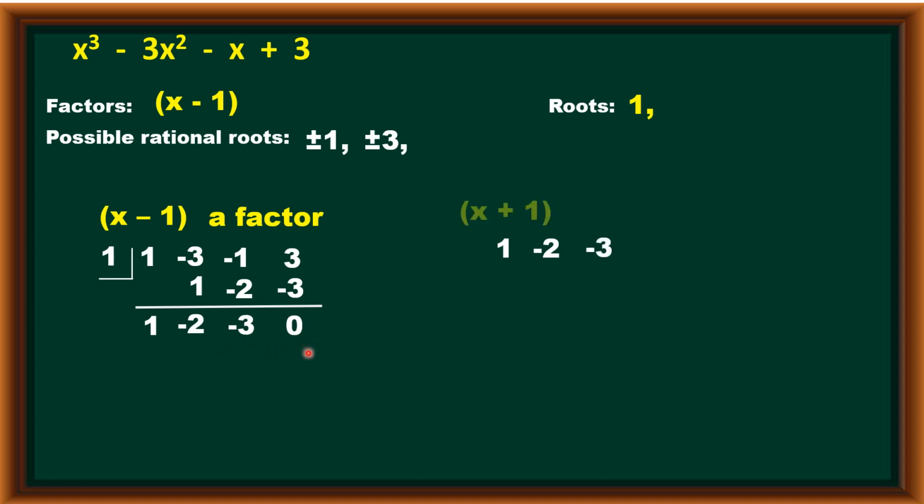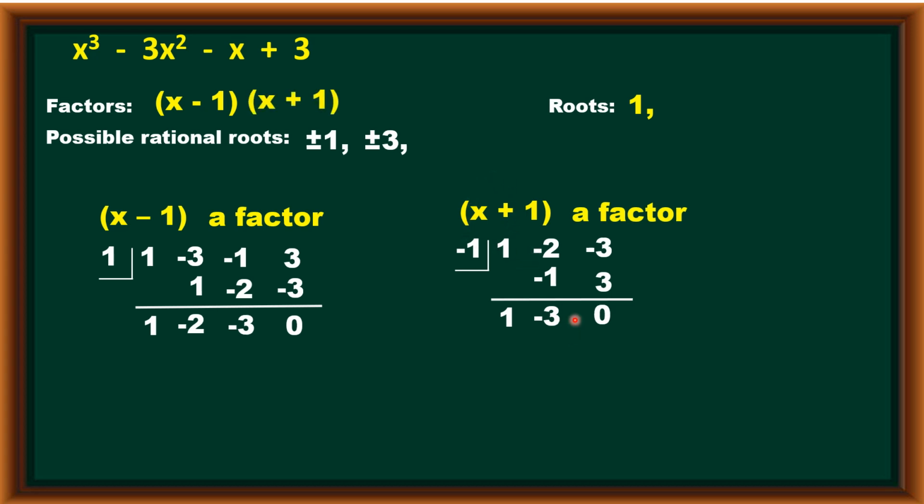Hindi nakasama yung 0. Now, let us test x plus 1 naman. So, ilalagay sa labas ay negative 1. Again, pwedeng ito naman ay x plus 3 naman or x minus 3 kahit na alin doon. Pwede natin gamitin yung first depressed equation or pwede naman yung original equation. So, we have bring down 1 times negative 1, it's negative 1. Add negative 3 times negative 1 ay positive 3. 3 minus 3 ay 0. Ibig sabihin, yung x plus 1 is also a factor. So, lagay natin sa taas. At ang root naman ng x plus 1 ay negative 1.